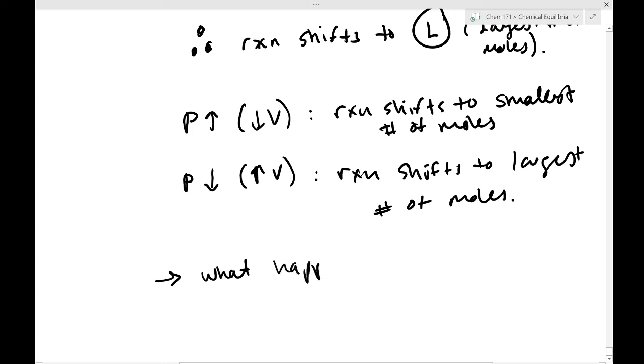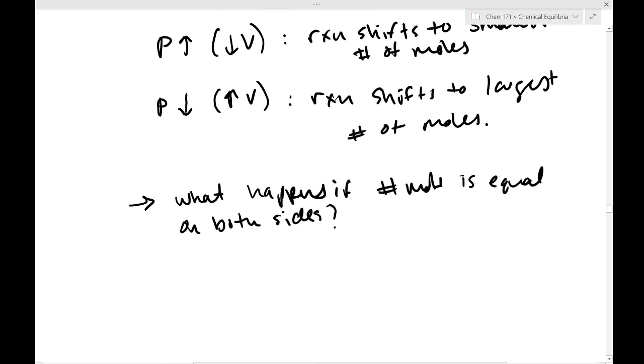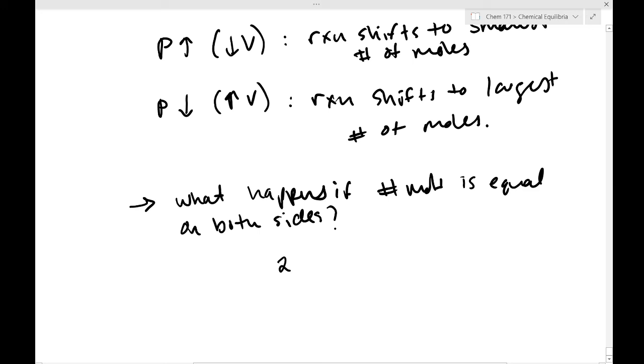What happens if the number of moles is equal on both sides? Okay. For example, if we go from 2A plus C goes to 3B, we have 3 moles on both sides of this equation. What happens when you change the pressure?